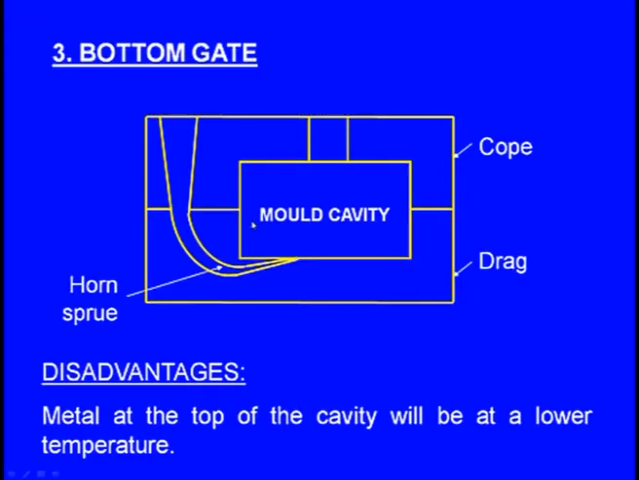bottom of the mould cavity will be at a higher temperature. Then what will happen? The upper portion will solidify earlier, the lower portion of the casting will solidify later. That be the case, riser may solidify before the casting. The riser may not supply the liquid metal to the casting during freezing. So, this is the drawback of the bottom gate.